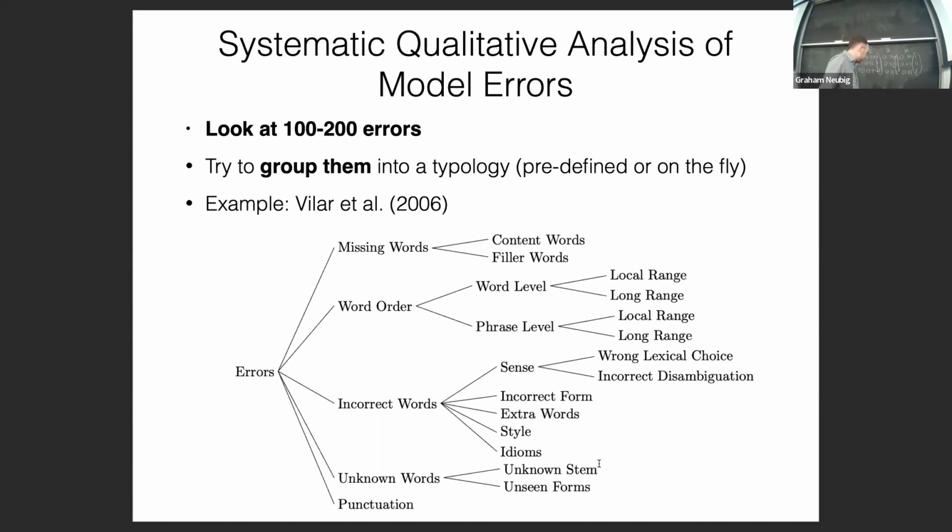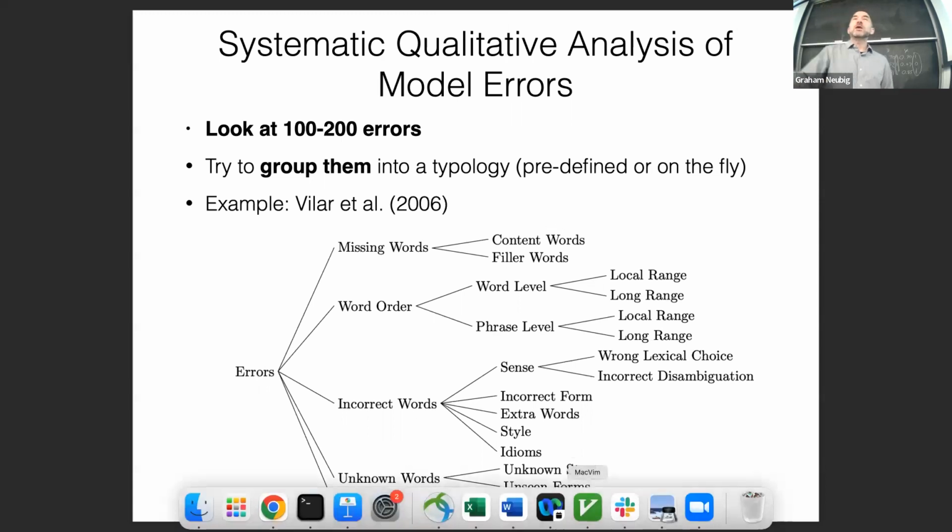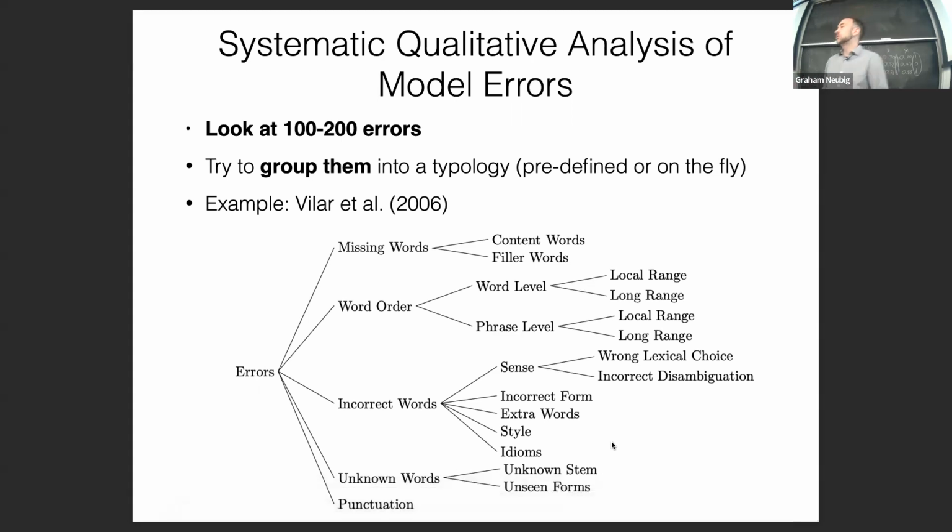There's one example by a paper that's cited in the references that comes up with a typology of machine translation errors. They take all errors and sort them into missing words, word order, incorrect words, unknown words, punctuation. And then they further break them down into all these different varieties. So if you were analyzing a machine translation model, you could use this typology, which is pre-specified for you. But actually, I kind of encourage you not to do this.